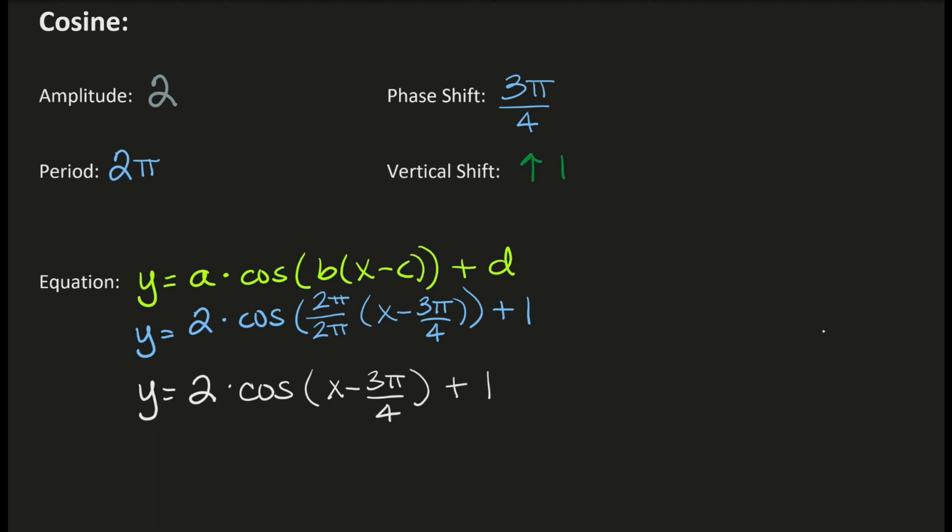So we'll clean this up and we'll say this equation is 2 times cosine of x minus 3 pi over 4, plus 1. So you should be noticing that the sine and the cosine equations are exactly the same with the exception of the phase shift.